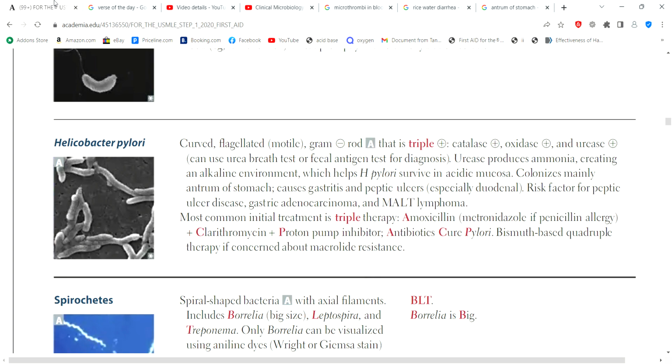Okay, so catalase positive. If something is catalase positive, it is capable of breaking down hydrogen peroxide before the host WBC can get to it. If something is oxidase positive, that's when the bacteria turns purple when doing an oxidase test. And urease, we just talked about it, makes ammonia so it can survive.